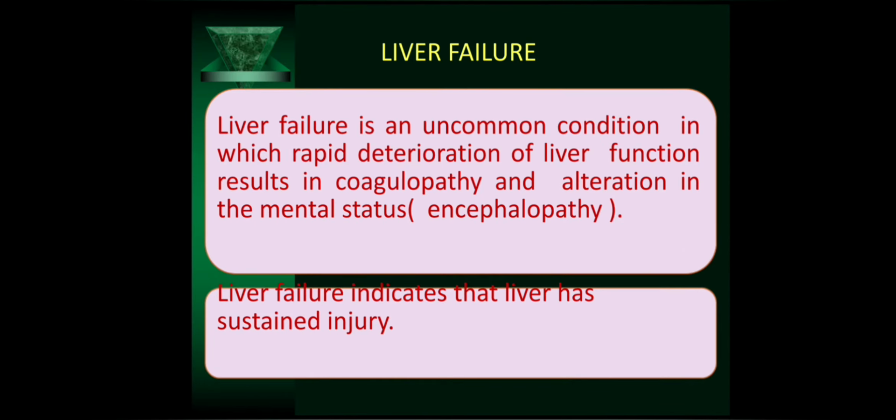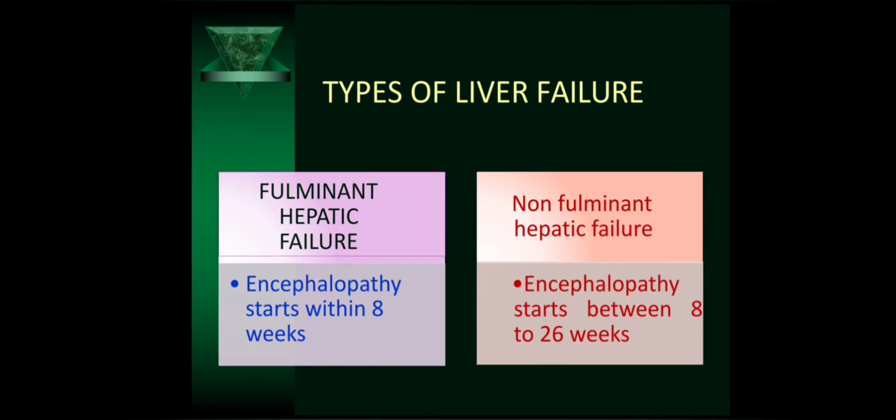So we'll start with liver failure. Liver failure is an uncommon condition in which rapid deterioration of liver function results in coagulopathy and alteration in the mental status, or encephalopathy. Liver failure indicates that the liver has sustained injury. Coming to the types of liver failure, there is fulminant hepatic failure, where encephalopathy starts within 8 weeks. Then non-fulminant hepatic failure means encephalopathy starts between 8 to 26 weeks.